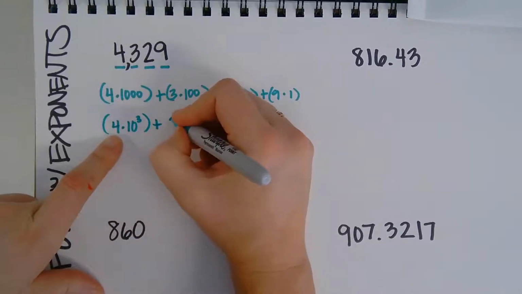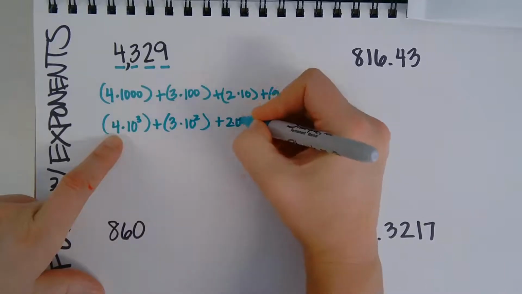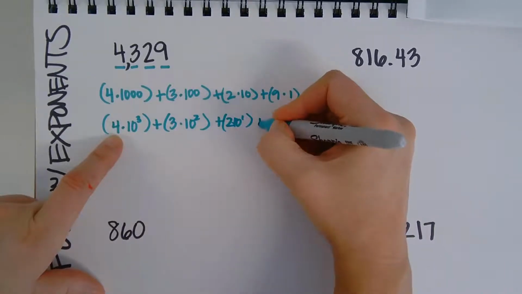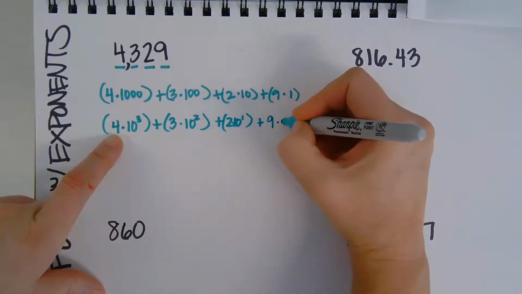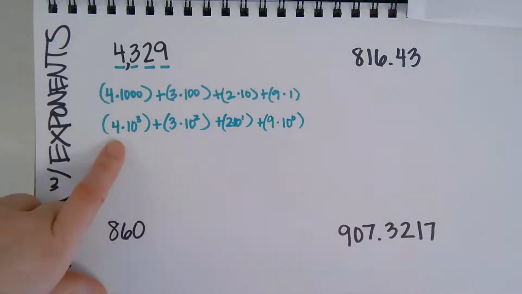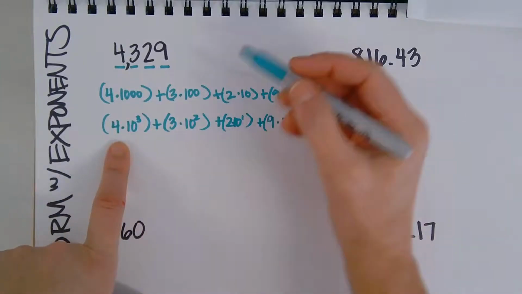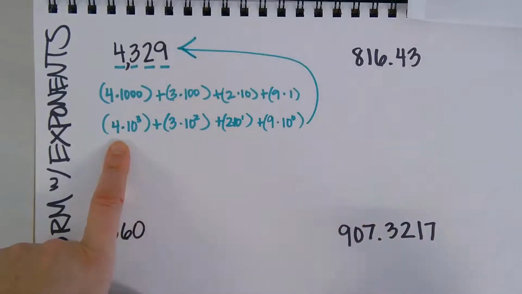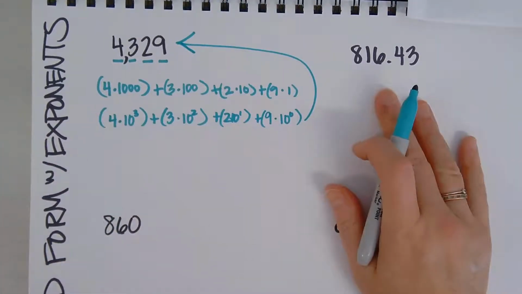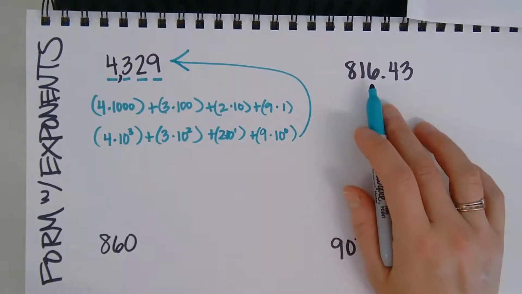All right, so 4 times 1,000, we're going to write that as 4 times 10 cubed. And we're going to add that to 3 times 10 squared plus 2 times 10 to the first plus 9 times, do you remember how to get that 1? That's 10 to the 0. All right, we would say that this is the expanded form with exponents for this number. Now let's do this one right here. This one has a decimal in it, so I think it will be a little more interesting.